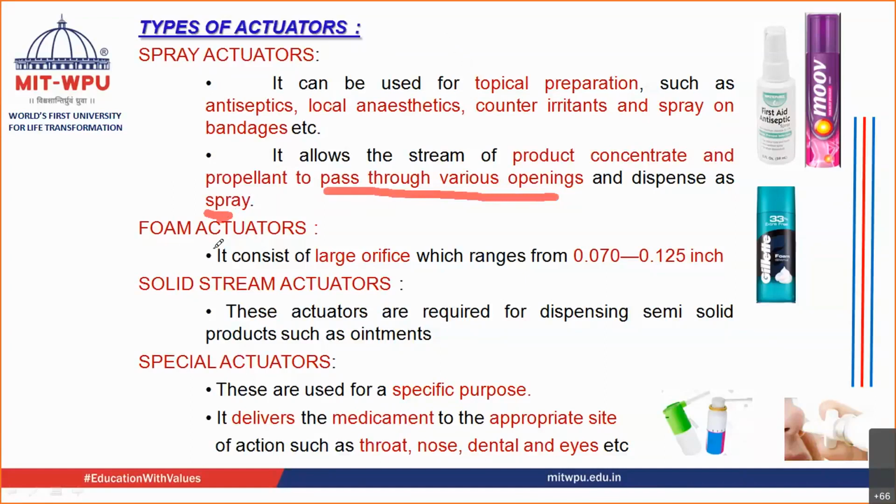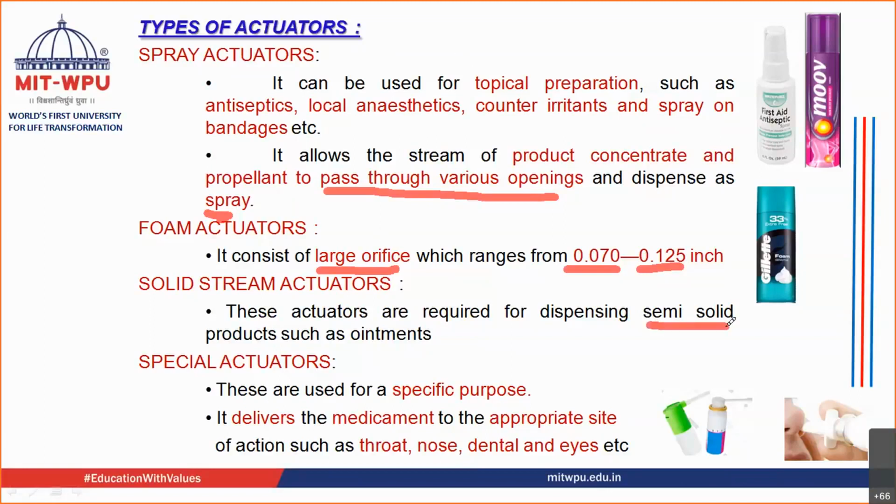Okay, you have foam actuators. As I talked about foam actuators, they have a larger orifice ranging from near about 0.070 to 0.125 inch. So that is near about the orifice diameter. It is quite bigger in nature, right? Then you have the solid stream actuator. In solid stream, what is dispensed usually is the semi-solid products.